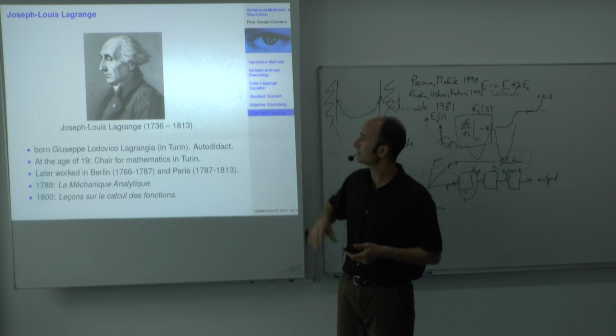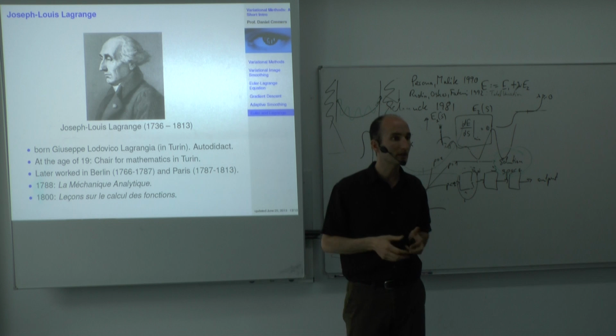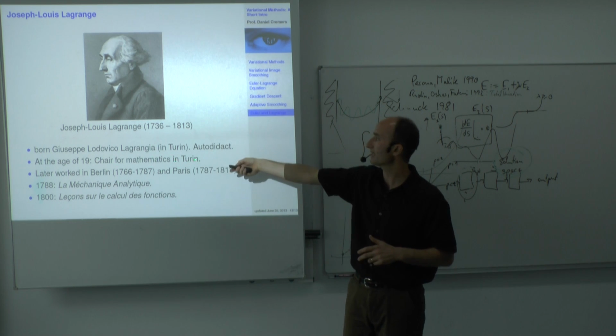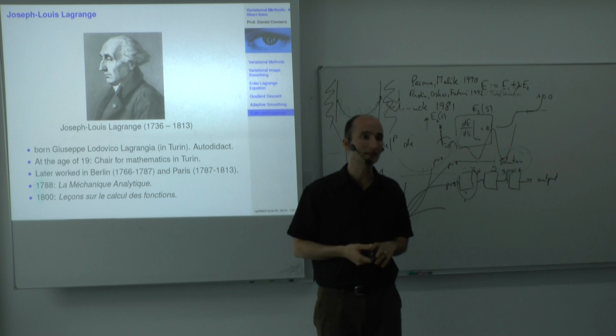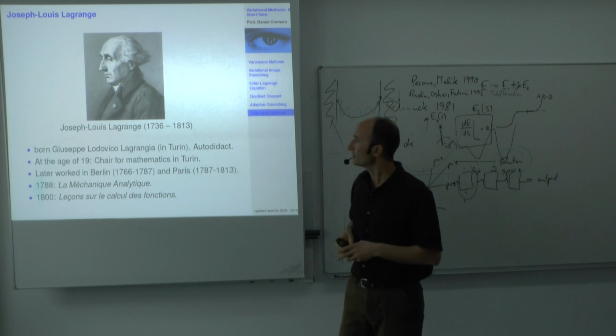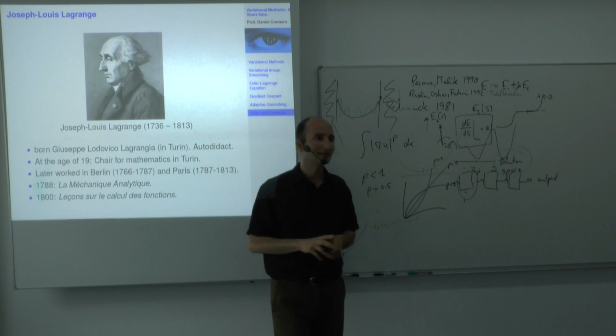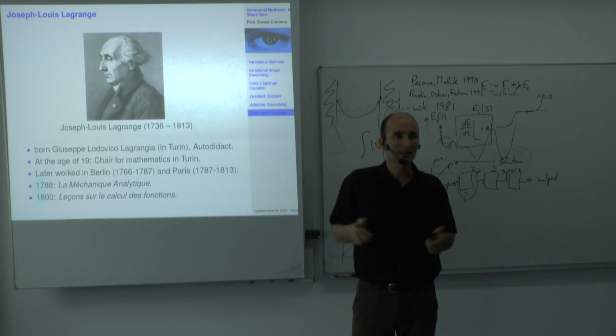And he was an autodidact in the sense that he taught himself. And he got the chair for mathematics in Turin at the age of 19. That nowadays looks weird. How can you become an important professor at 19 years old when in Germany you just leave high school?